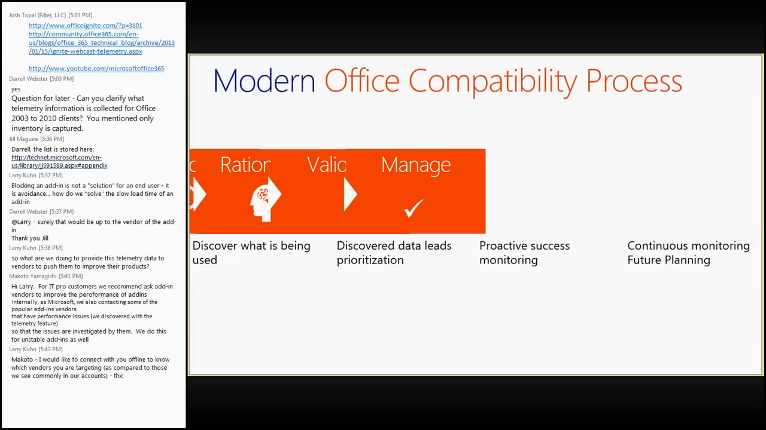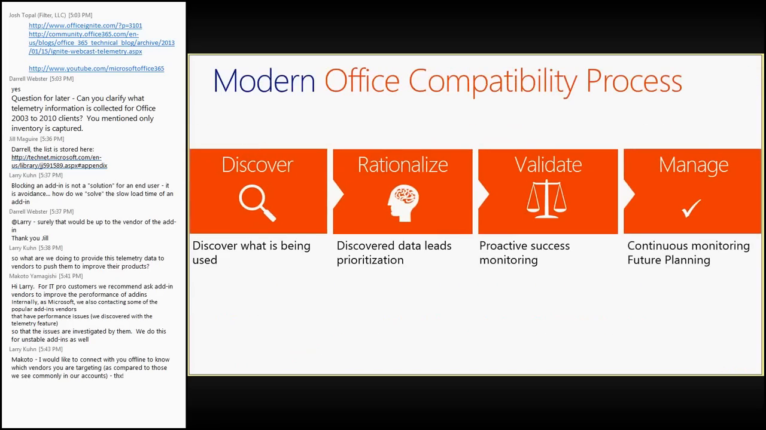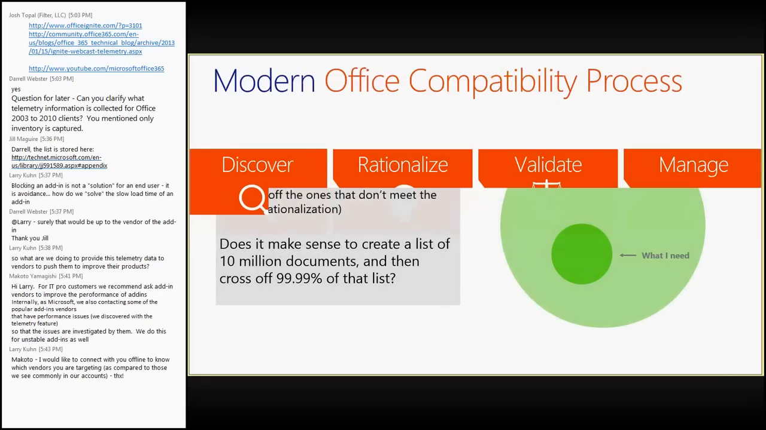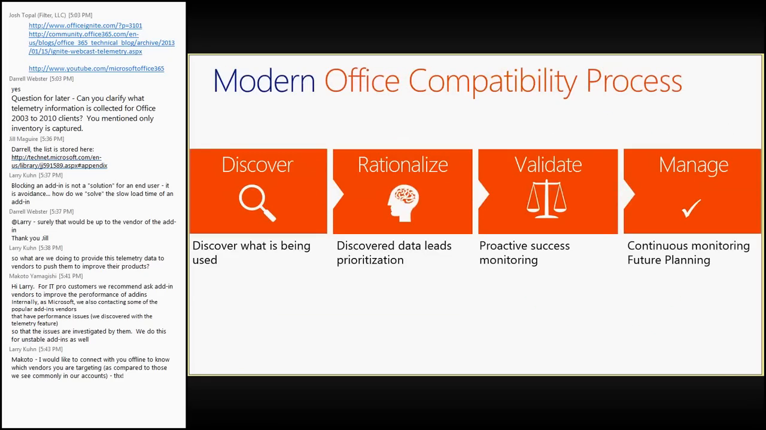So I want to just very quickly, to conclude, come back to the modern compatibility process that we've talked about, where we're helping you think about what's important, or giving you the data that you need about what's being used, what files, what solutions, discover what's being used, and then to prioritize that. And in this case, you can easily prioritize based on what's most frequently used.